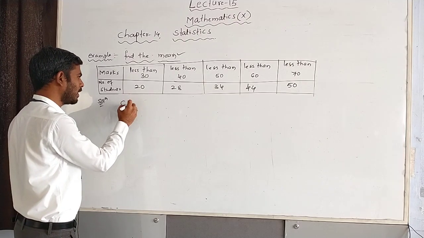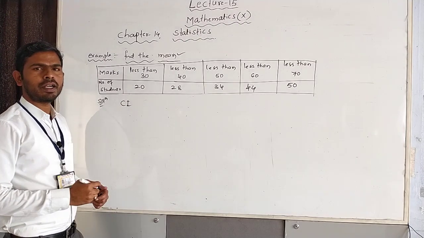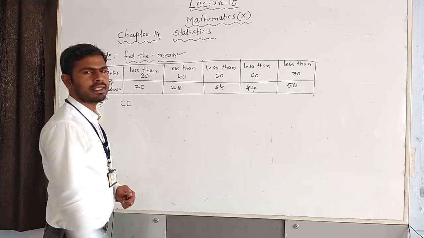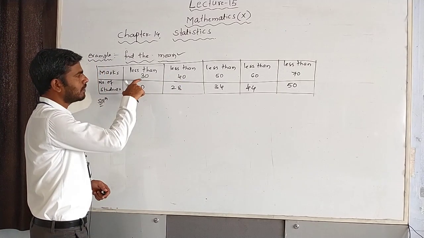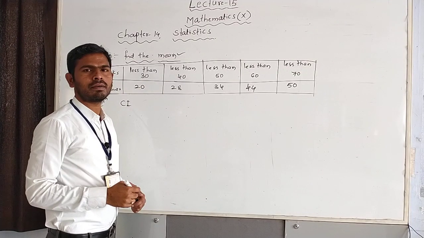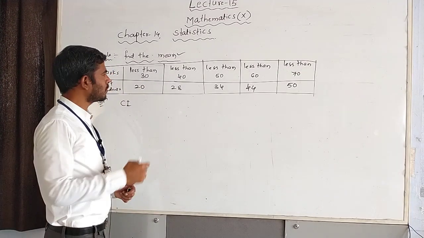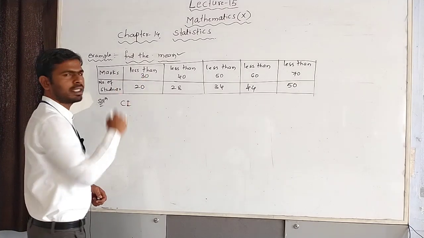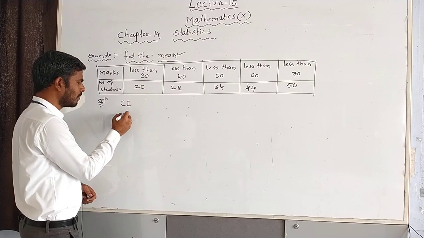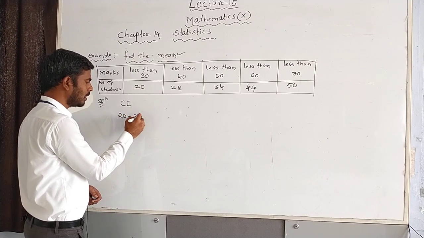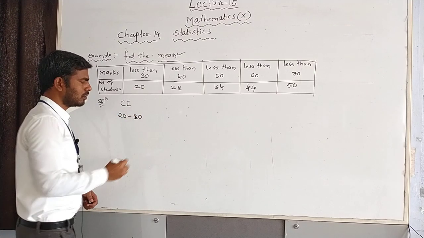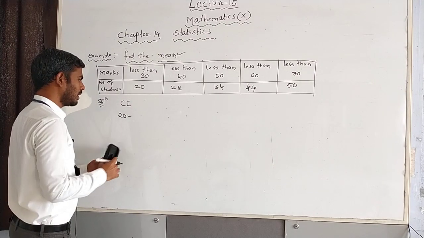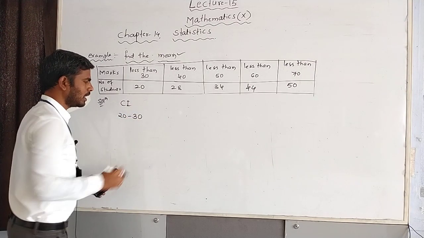First you have to find the class interval. How to find the class interval? Here less than 30, 40, 50, 60, 70 is given. The difference between 30, 40, 50, 60, 70 is 10, so I have to make groups with a difference of 10. Less than 30 means I have to take 20 to 30. 20 to 30 is one group.